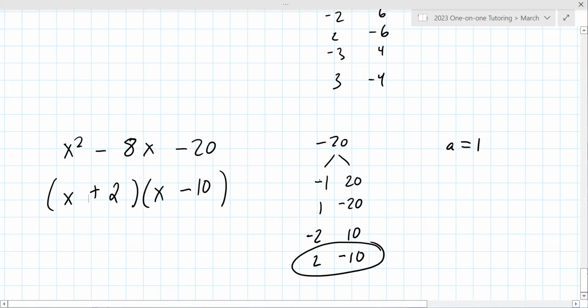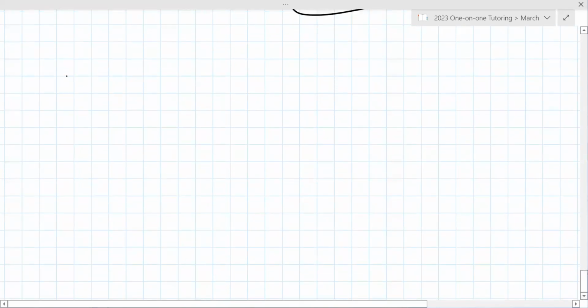Okay, we got a little bit more time here. Okay. So we do this one. 2x squared minus 5x minus 3. All right, very good. All right, so this is an a not equal to 1. This is a grouping problem.